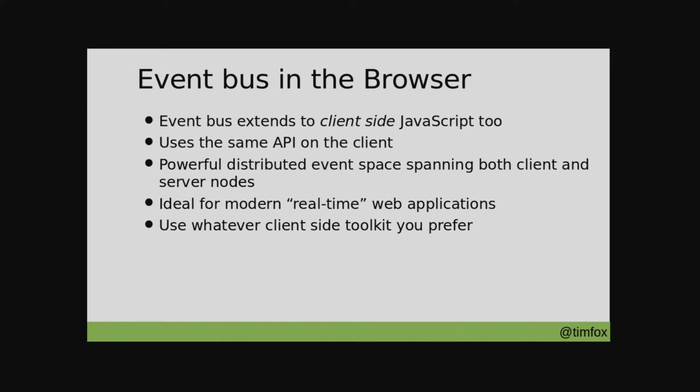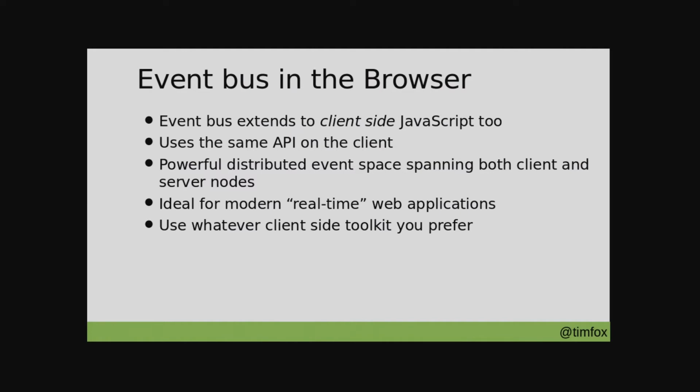Yeah, so the clustered event bus. The event bus allows all your verticals on the server side to talk to each other. But we can take it a step further still and put that into the browser as well. So the API used on the server side, you can use exactly the same API on the client side too, in client-side JavaScript, to interact with the event bus. So now you have a situation where you have peers. They can be on the server side, or they can be in the browser. So you have browsers talking to servers, servers talking to browsers, servers talking to other servers, all location transparent.